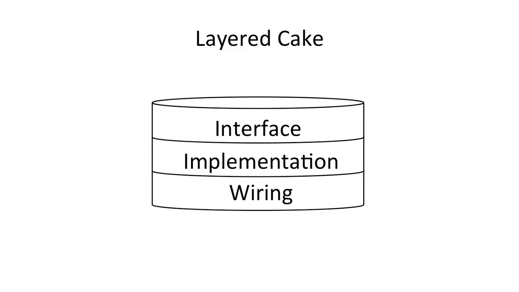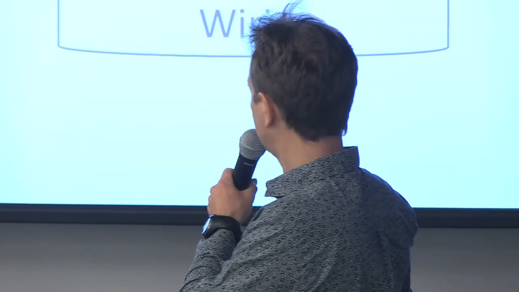So I was trying to think, why is it called the cake? Well, I guess it's because it's got layers on it, like a cake. And if that's the way you want to look at it, then there's the interface layer, implementation layer, and the wiring layer, which is pretty much common actually to any dependency injection framework, right?